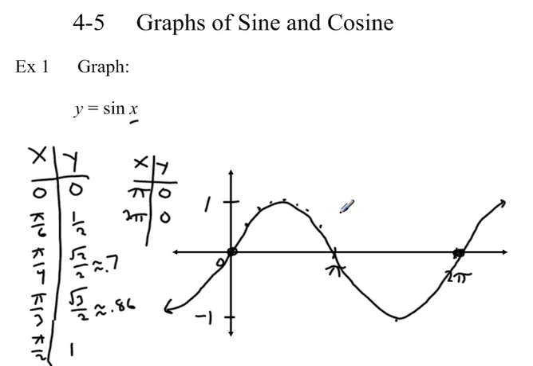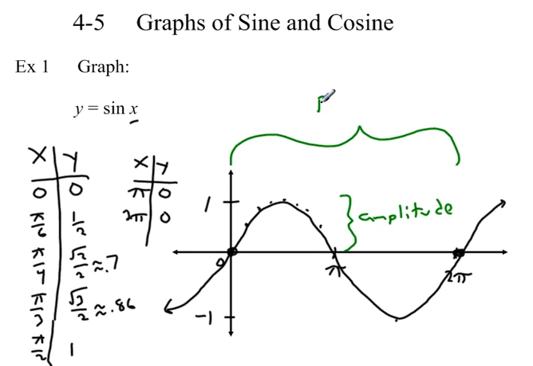Now just a few things about that sine curve and about a lot of the different curves that we're going to be exploring. This height right here from the x-axis to the maximum or minimum is what's called the amplitude. This distance here that just gets repeated over and over is what's called the period. So those are two things we're going to be talking about quite a bit over the next couple of weeks. Let's look at another example.